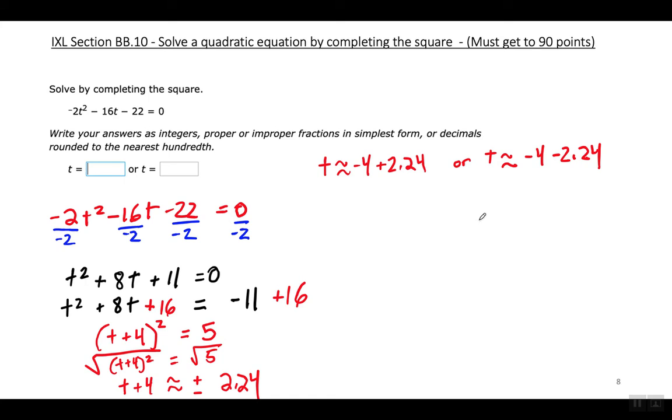So for my first answer, t is going to be approximately negative 1.76, or for my second answer, t is going to be approximately negative 6.24. Okay, a couple more like these and we'll be done.